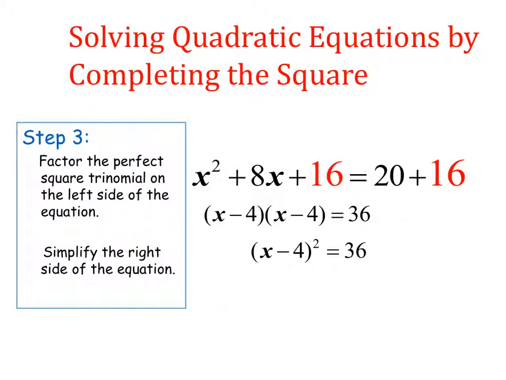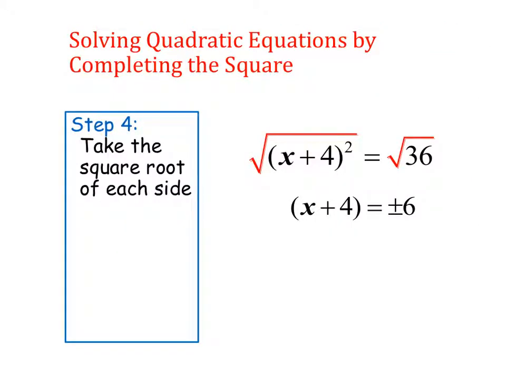Now, step 3 says what we're going to do is factor the left side and simplify the right side. So when we factor it, we get x plus 4 times x plus 4 equals 36. And of course, we want to write x plus 4 as x plus 4 quantity squared equals 36. Now, once we factor, we're back to solving by square roots, which is what we've learned in a previous lesson.